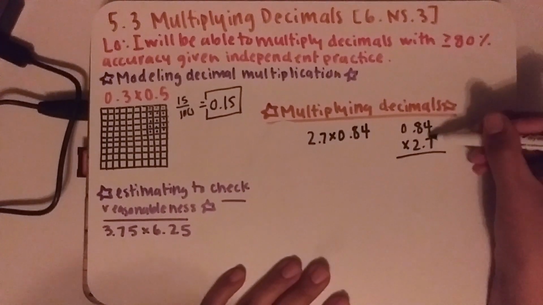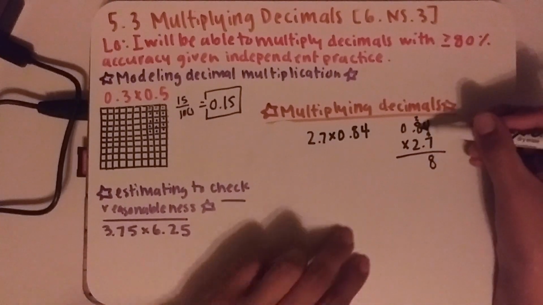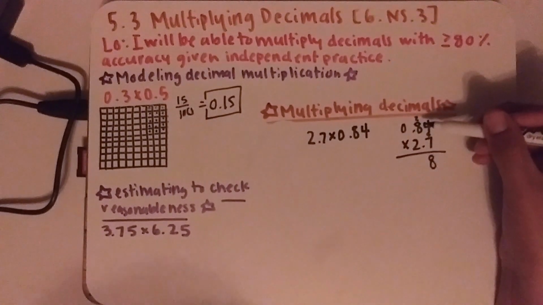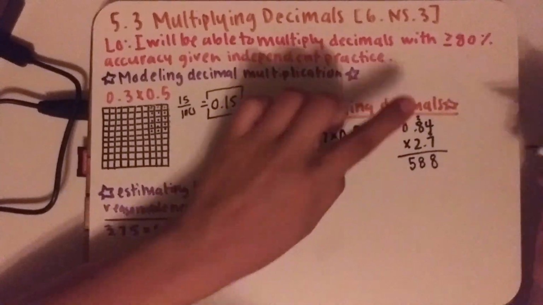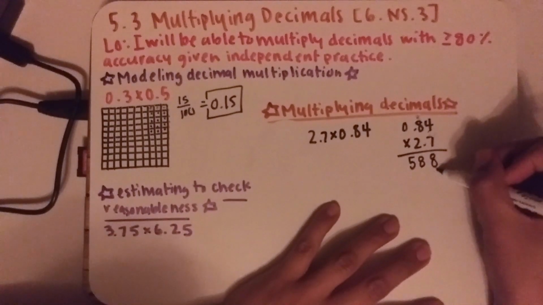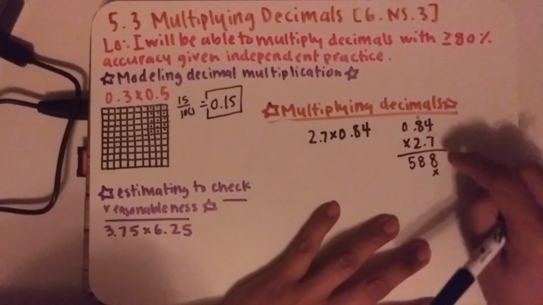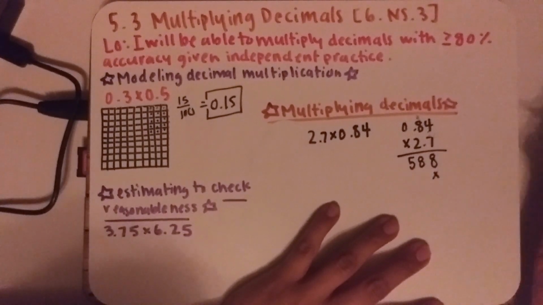So I go 7 times 4, that's 28. Write my 8, carry my 2 over. And then 7 times 8 is 56, plus 2 more, that's 58. And because I already know that there's a 0 there, I'm not going to add anything, so I can do my 5 there. And then you're going to take your 2. And remember, I'm going to skip a space there. I usually don't do anything, but just for your sake, I'm going to do an X right there.